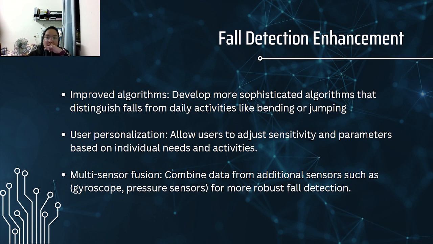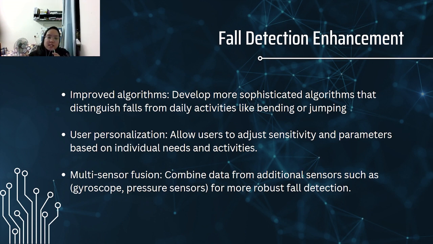Next is user personalization. It allows the user to adjust sensitivity and parameters based on individual needs and activities. It means that if someone is more active and engaged in activities that might involve quick movements, they can set the device to be less sensitive to avoid triggering false alarms.